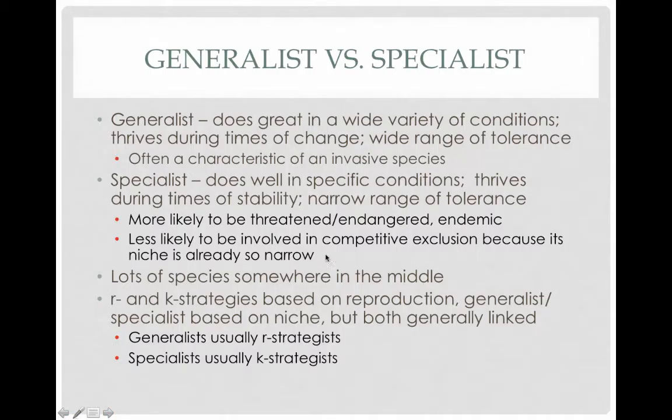Lots of species are in the middle. Now, some examples of generalists and specialists. Generalists are things like cockroaches. Specialists are things like the giant panda of China.